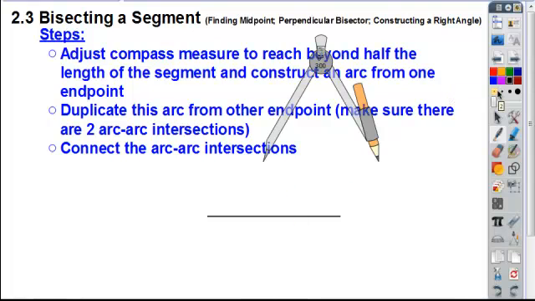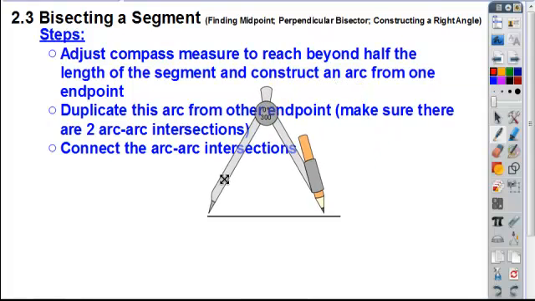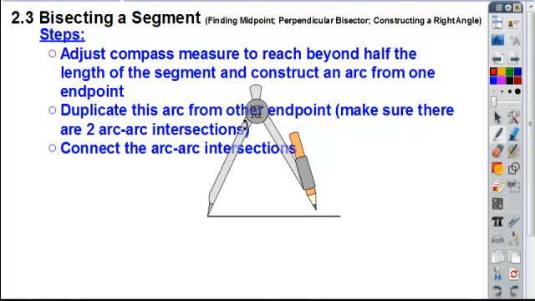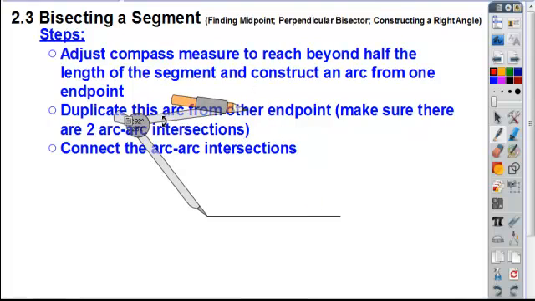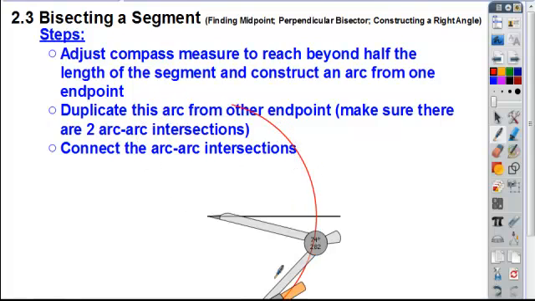if you want to bisect this segment, you're going to place your compass tip on one endpoint of the segment, and you're going to adjust your compass so that it extends exaggeratedly beyond the halfway mark. So again, we anticipate our midpoint's going to be right about here. As long as your compass extends beyond that halfway point, you're okay. Once you get it extended at that setting, you're going to construct an arc from this endpoint. Again, the arc should be pretty close to 180 degrees from the endpoint.